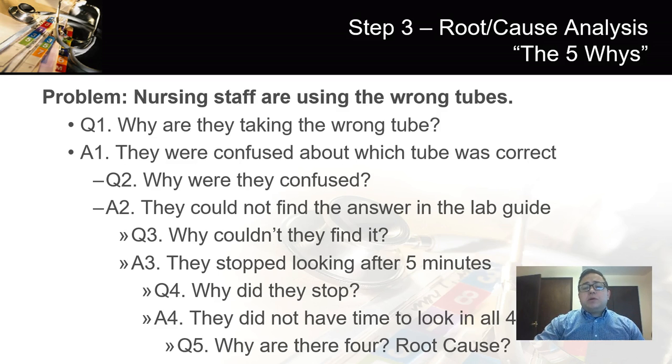Why number 2? Why were they confused? They could not find the answer in the lab guide. Why number 3? Why couldn't they find it? They stopped looking after 5 minutes. Why did they stop? They did not have time to look in all 4 references. Why are there 4 reference guides? Well, is this our root cause?